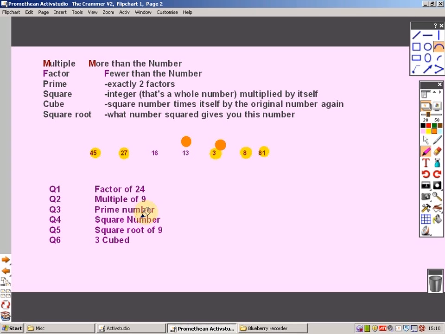Square number, we just talked about that. 9 times 9 is 81, so 81 is a square number. 4 times 4 is 16, so 16 is also a square number.